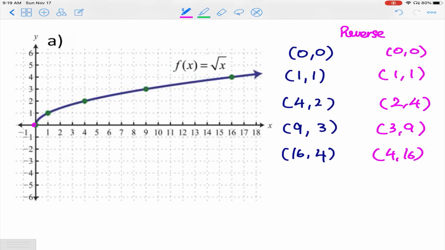So we have (0, 0), (1, 1), (2, 4). Well, (3, 9) is out of the grid, so I'm not going to plot it. I'll just draw a nice curve. And that's all that is. And hopefully you notice that it kind of rotates it.